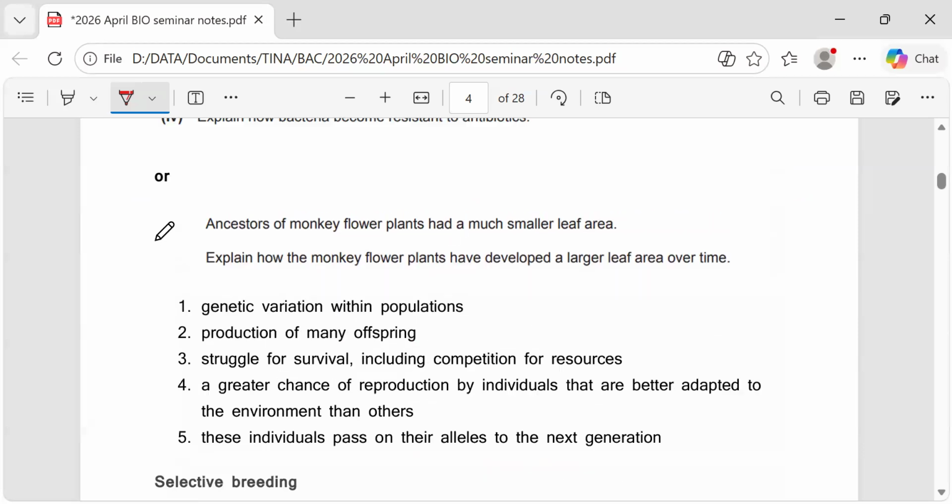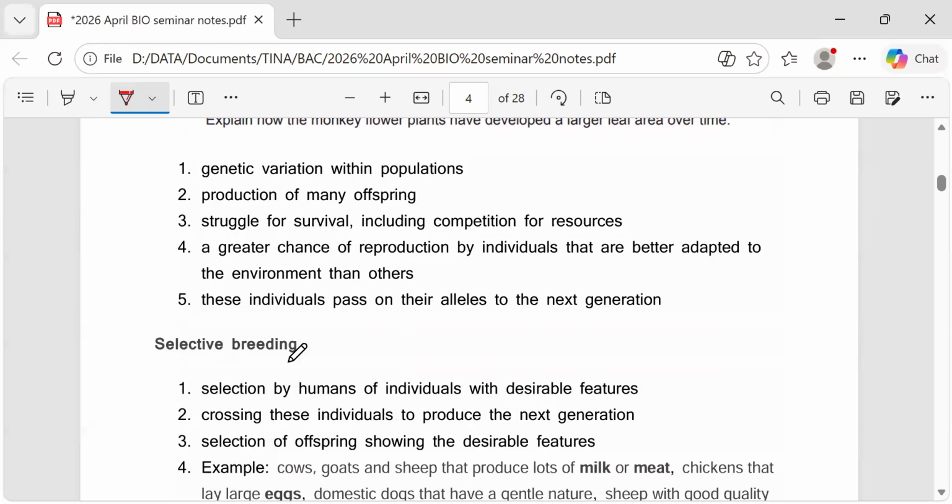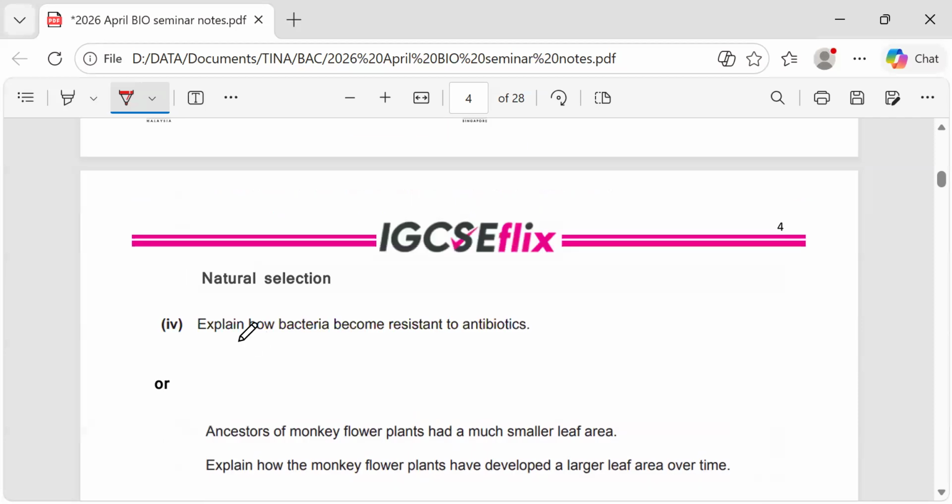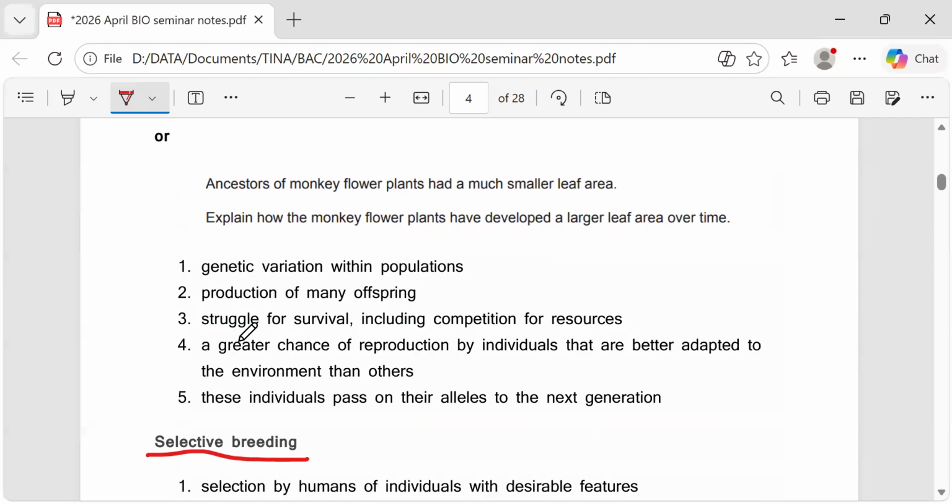Now remember, natural selection is not the same as selective breeding. Why is this under adaptation? Because those who are adapted to the environment are the ones that can survive. For example, bacteria: the ones that are resistant, why are they adapted? With the antibiotic selecting, they have fewer competitors. Then they also produce more. And eventually the whole population becomes resistant bacteria.